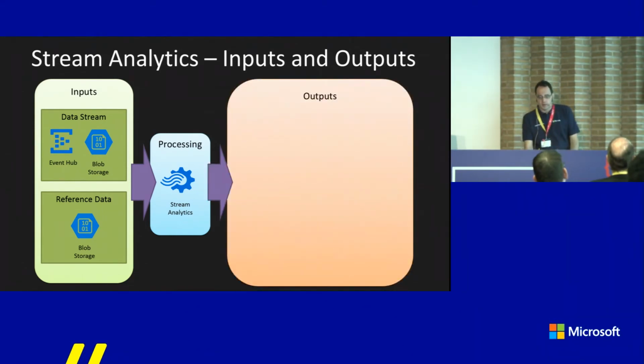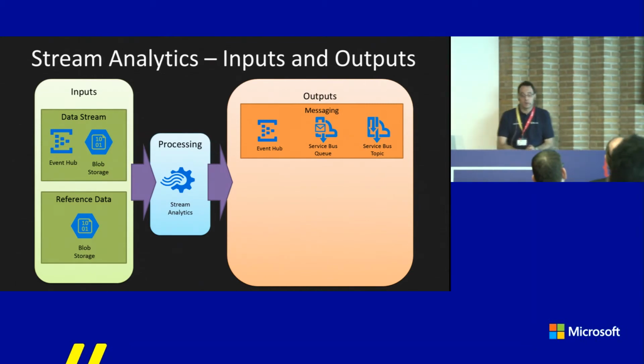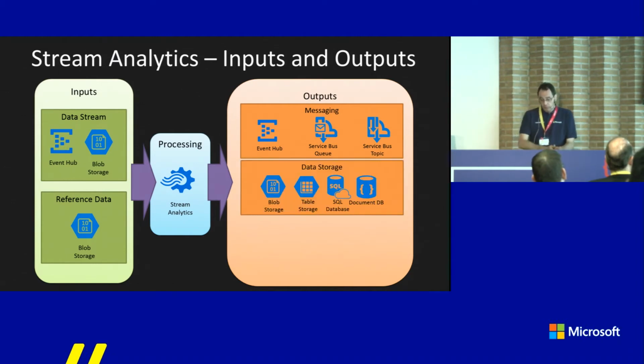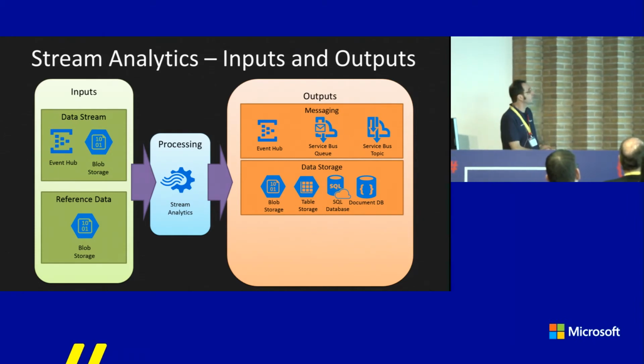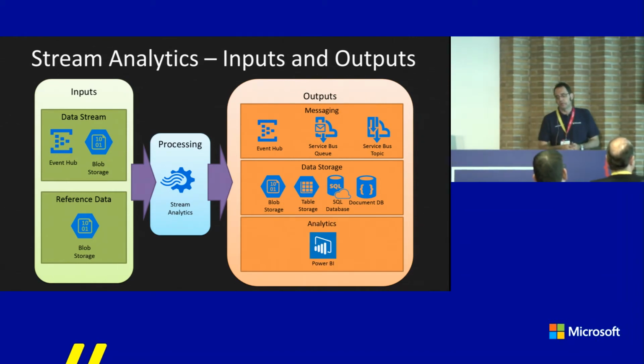It's very versatile in the outputs. We can send the output events to another event hub. We can send it to a service bus queue. We can send it to a service bus topic. That's if we're focused on doing messaging. If we're focused on archiving the data, it can go into blob storage, table storage, SQL database, or into Cosmos DB, formerly known as DocumentDB. And we can also, if we want to, send it directly to Power BI.